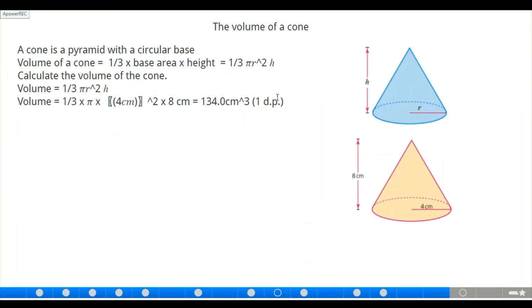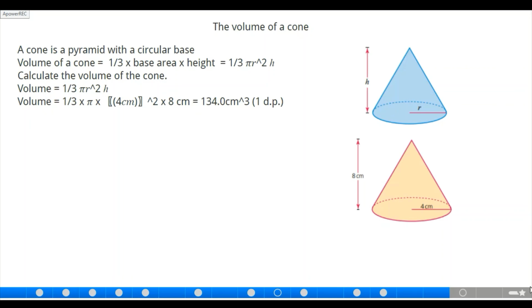Okay, now volume of a cone. A cone is a pyramid with a circular base. If you look at this, the base here is circular, right? So that makes a cone. Something like a mold of a given commodity, I'm just citing an example of the cone. So for us to calculate the volume of a cone, we said that it is 1/3 multiplied by base area times height, which is 1/3 by pi r square times height.